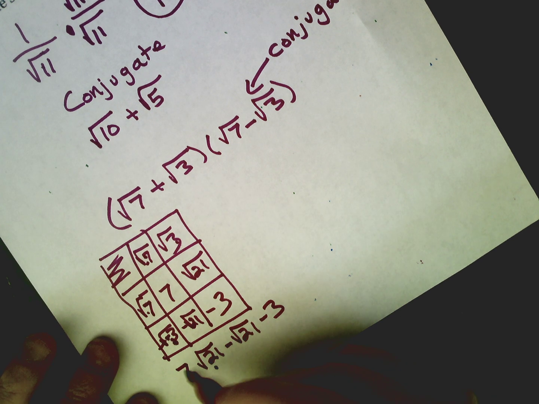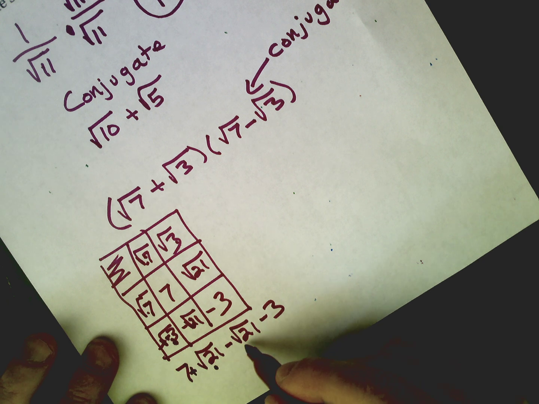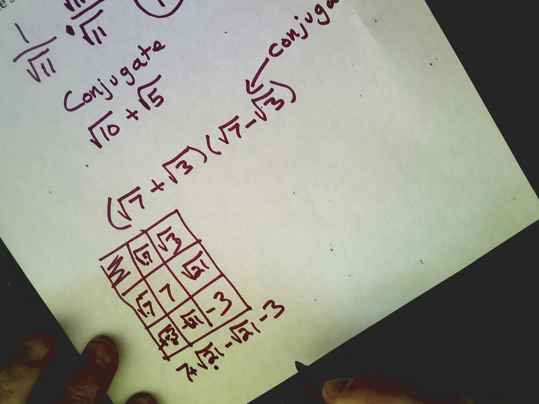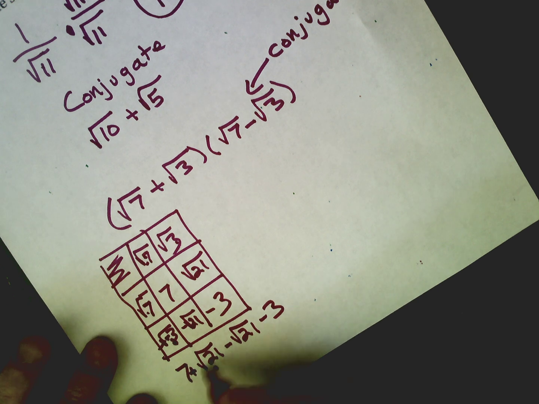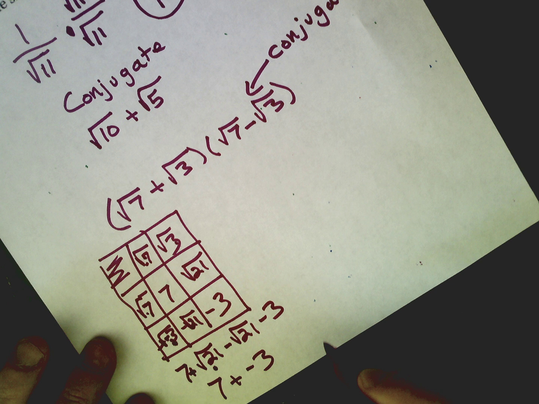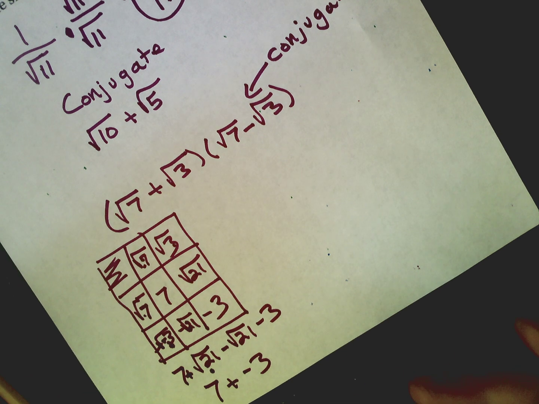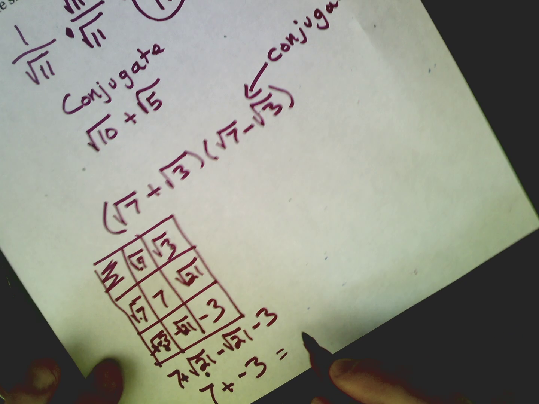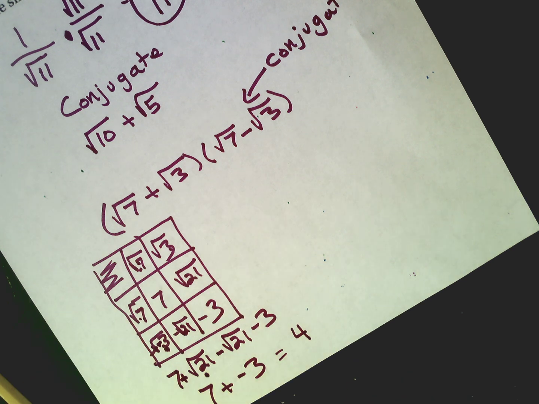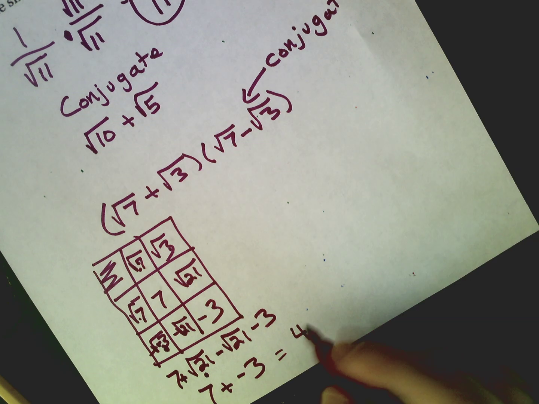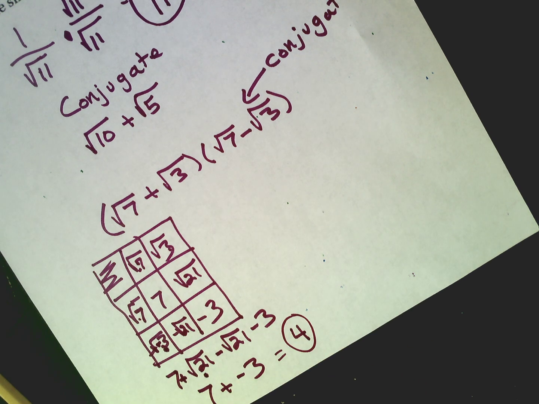Square root of 21 minus the square root of 21 is nothing, 0. So I have 7 plus minus 3. 7 plus minus 3 is just 4. Would you look at that? Got rid of the entire radicals. This whole thing became 4. It's not even a radical anymore. It's just 4.